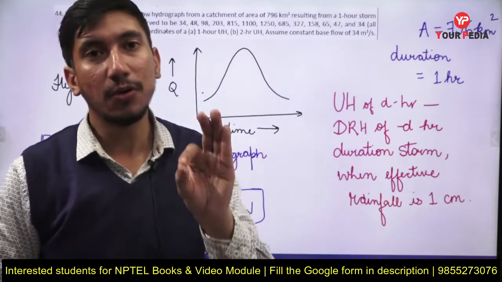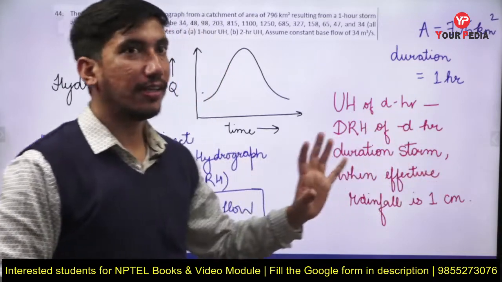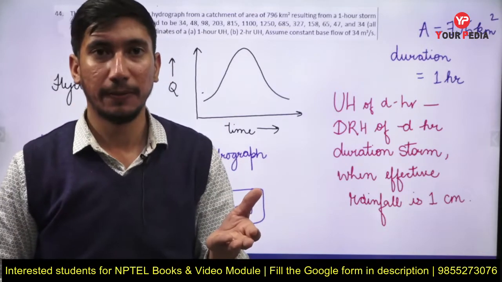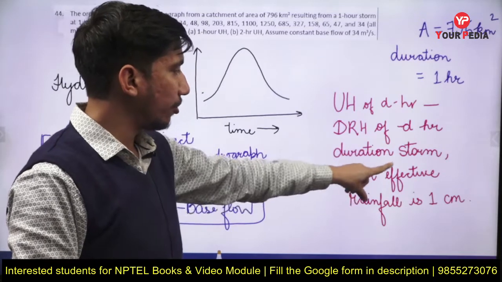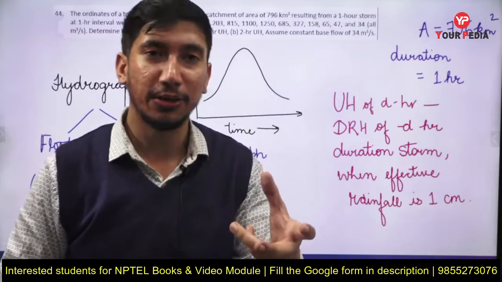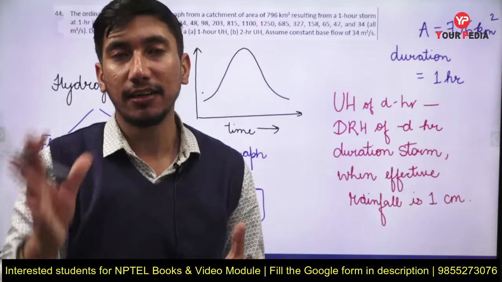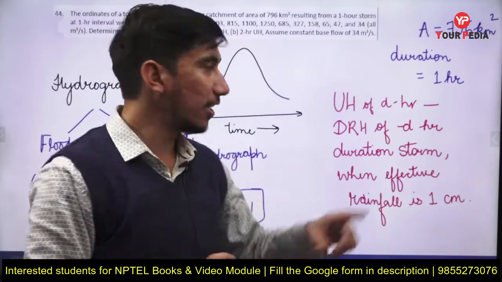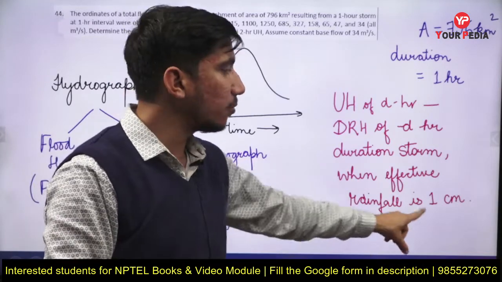Now let us first understand what a unit hydrograph is. A unit hydrograph of D-hour duration is defined as a DRH. So a unit hydrograph is essentially a DRH only. But it's a DRH of a D-hour duration storm when the effective rainfall is 1 centimeter. So in the case of a unit hydrograph, the effective rainfall is taken to be 1 centimeter. But in the case of the direct runoff hydrograph, effective rainfall can be of any value. In the case of a unit hydrograph, the effective rainfall has been fixed and taken as 1 centimeter.